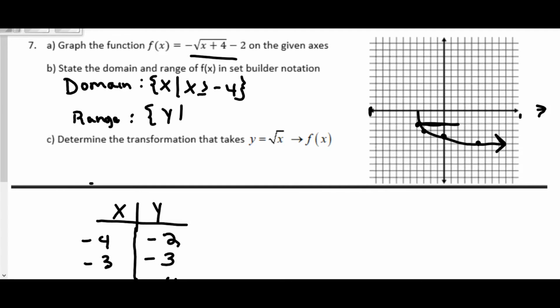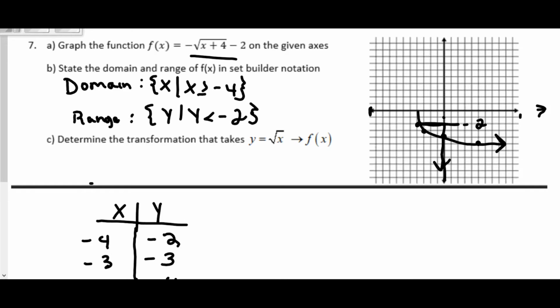That would be negative 2. And our function continues to go down because it's flipped, all the way till negative infinity. So our range would be all the y values such that y is less than negative 2, because it goes down and down and down forever and ever.